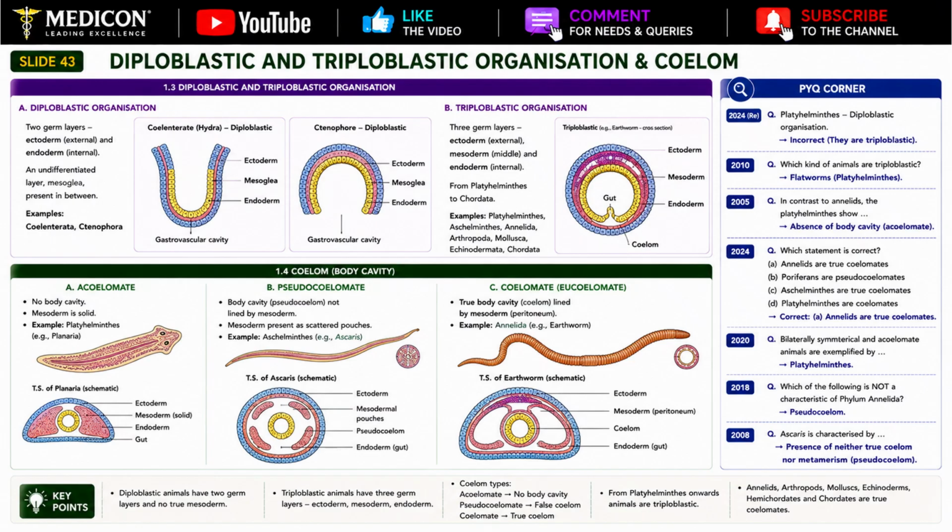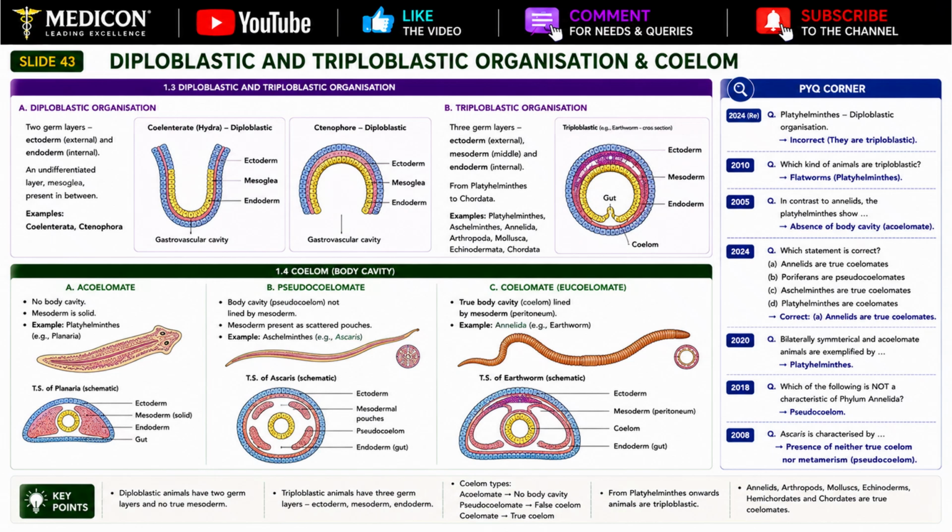In the pseudocoelomate, a body cavity, a pseudocoelom not lined by mesoderm, is present. It means there is a cavity, but that cavity is not lined by mesoderm. That is why it is called pseudocoelom. Mesoderm is present as scattered pouches. Example Aschelminthes, Ascaris. In the transverse section of Ascaris, that is Aschelminthes, ectoderm, mesodermal pouches, pseudocoelom, and endoderm gut can be seen. But in the coelomate, that is eucoelomate, it means true coelom because it is lined by the mesoderm, the peritoneum. There is a body cavity. Example Annelida, example earthworms.